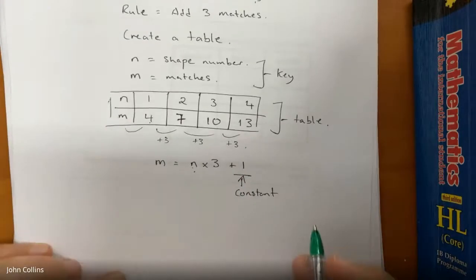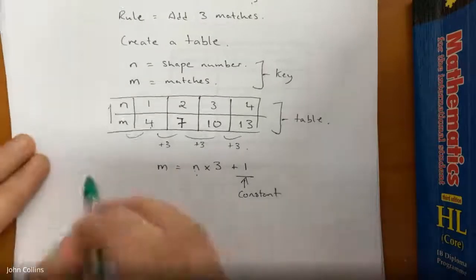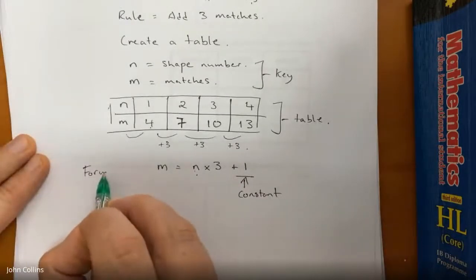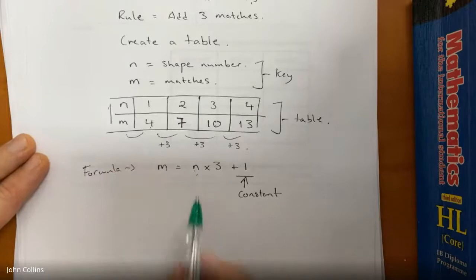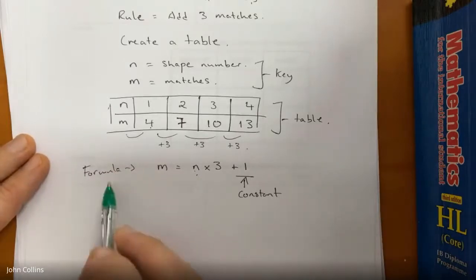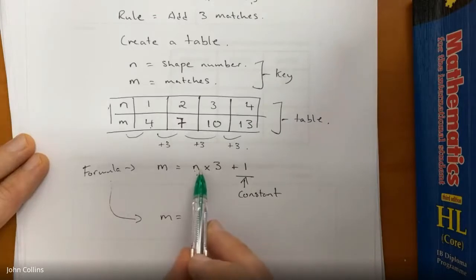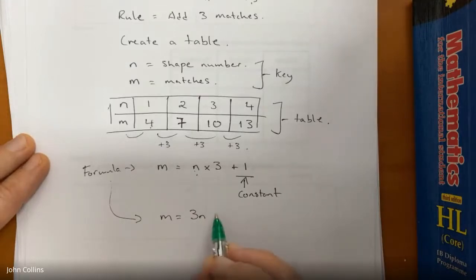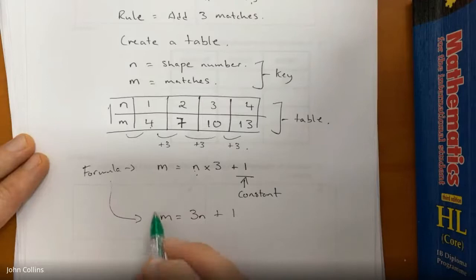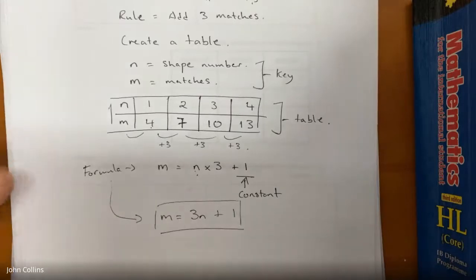Now, us as mathematicians, we don't write formulas like this. We don't put a multiplication sign in a formula. We would write m is equal to n multiplied by 3. In algebra it is written 3n. 3 n's, 3 times n, plus 1. And that is how we write the formula.